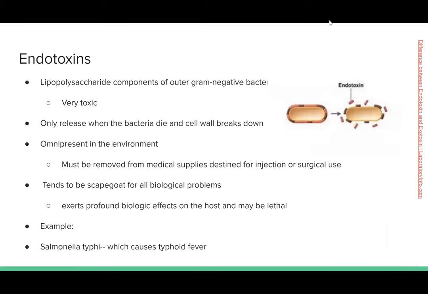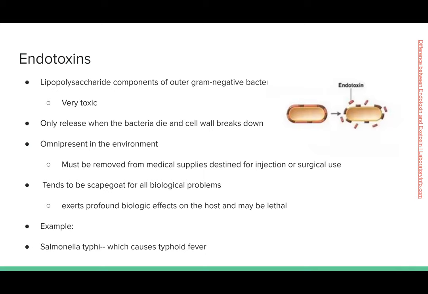Endotoxins are going to be lipopolysaccharide components on the outer membrane of gram-negative bacteria. They are very toxic and only released when the bacteria die and their cell walls break down. They are omnipresent in the environment, meaning they are everywhere. So endotoxins must be removed from all medical supplies destined for injection or use during surgical procedures.